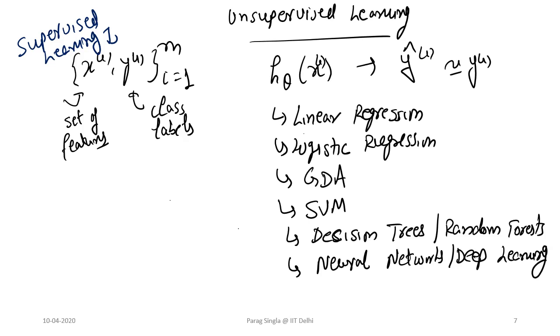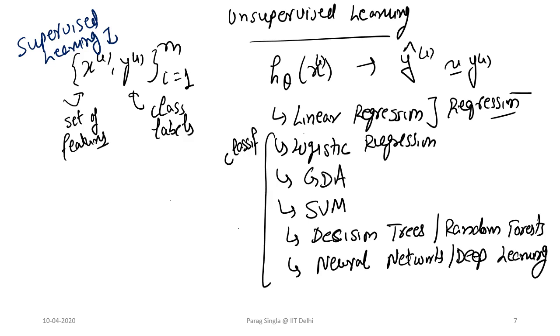So we looked at a fair number of algorithms. Linear regression was a regression algorithm, where your yi's came from the real valued space, and all others were classification, where the y belongs to a discrete set.